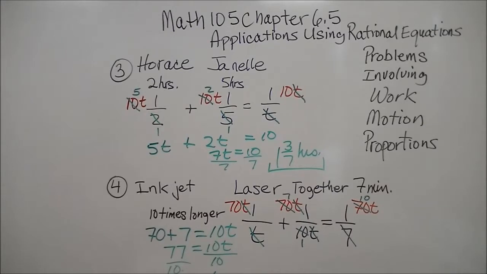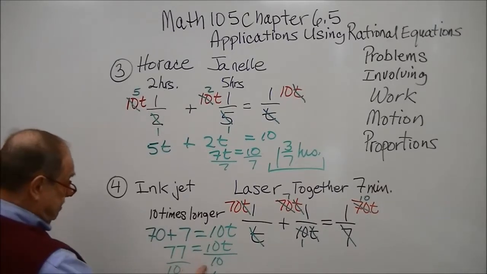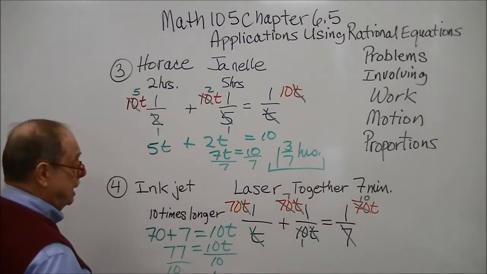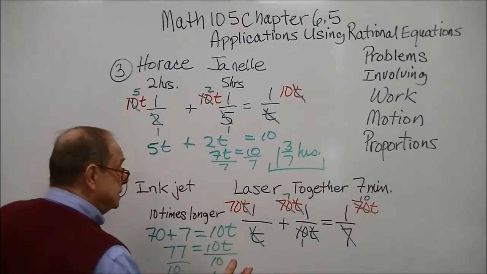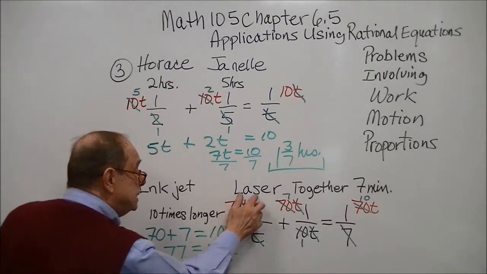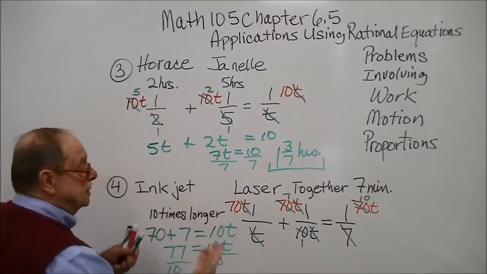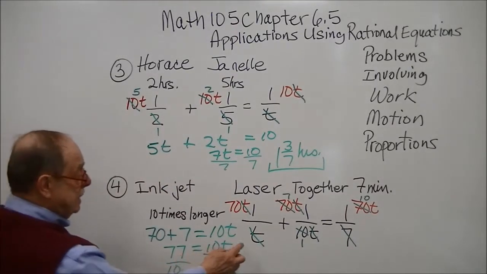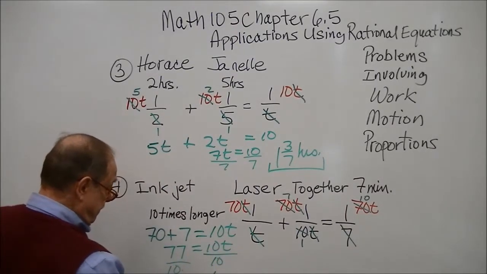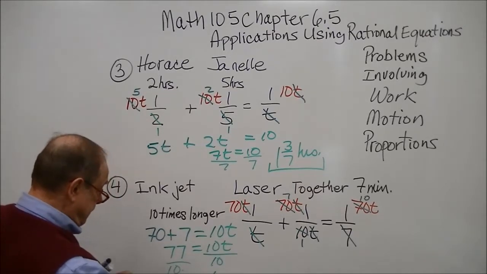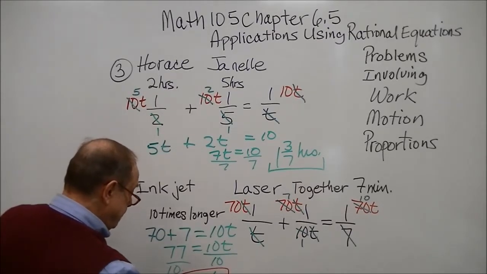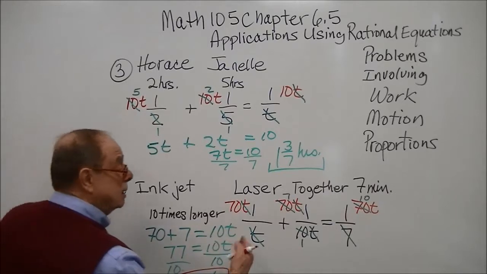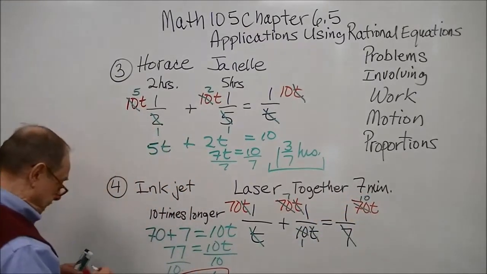Now, the next thing we have to think of is, what does this mean? Well, we have to go to our original problem and say, what is the time it takes the laser printer to print up this job? If together it's going to take them 7 minutes, T, remember, is the laser printer. So this is the time it takes the laser printer, 7.7 minutes, a little bit longer than when they did it together.